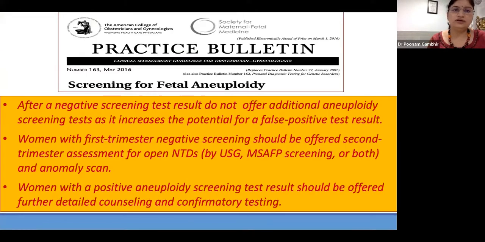The latest practice bulletin by ACOG and the Society for Maternal-Fetal Medicine states that after a negative screening test result, do not offer an additional aneuploidy screening test, as it increases the potential for a false positive result. Women with a negative first trimester screening should be offered second trimester assessment for open NTDs by ultrasound, or, if required, if somebody is doubting that small NTDs are being missed, they can go for maternal serum alpha fetoprotein or both, and definitely an anomaly scan. Women with a positive aneuploidy screening test result should be offered further detailed counseling and confirmatory testing.